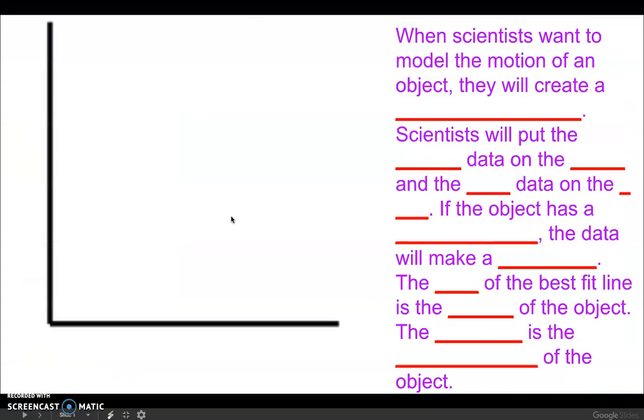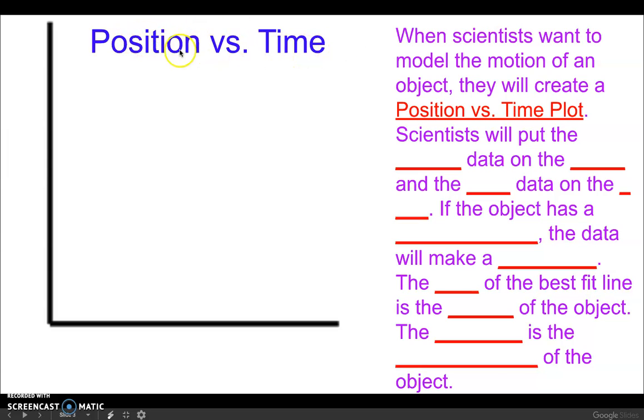So today we're going to be talking about position versus time graphs. And so when scientists want to model the motion of an object, they will create a position versus time plot or a position versus time graph. And so remember, whenever we're titling our graphs, we always put the title overhead here, position versus time.